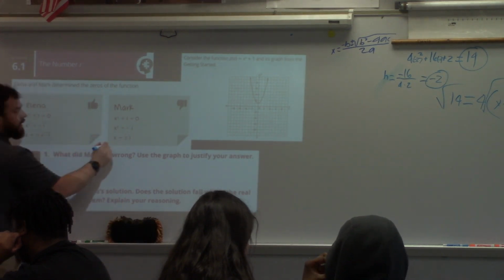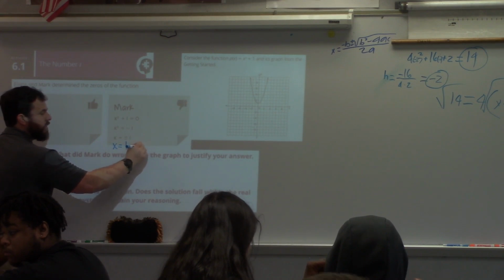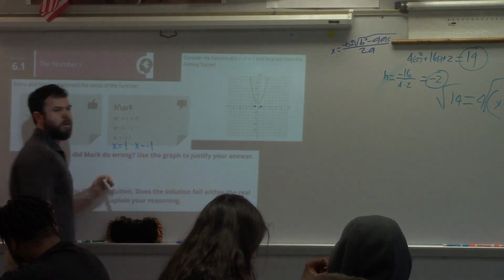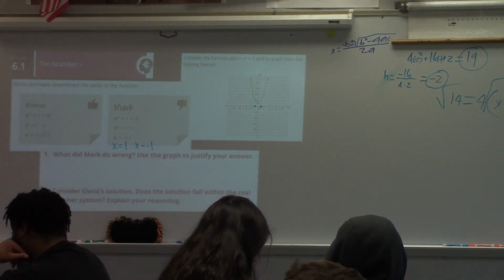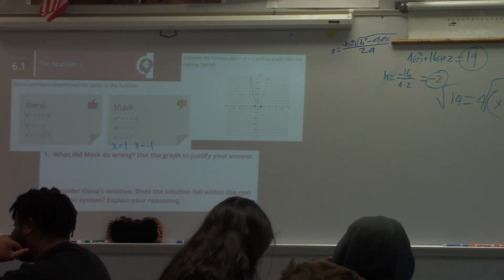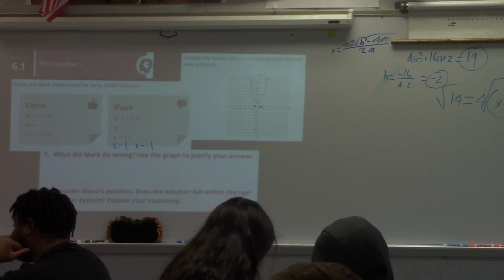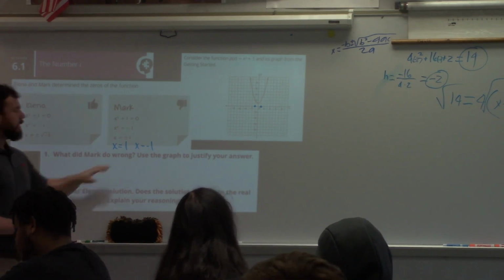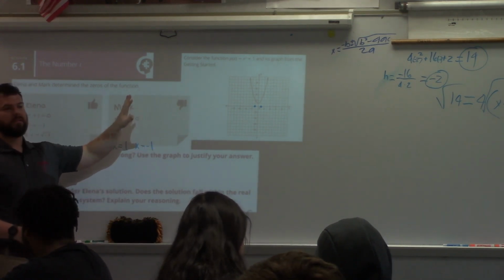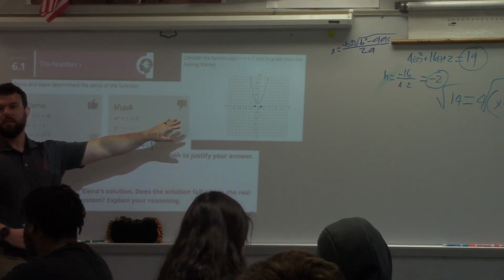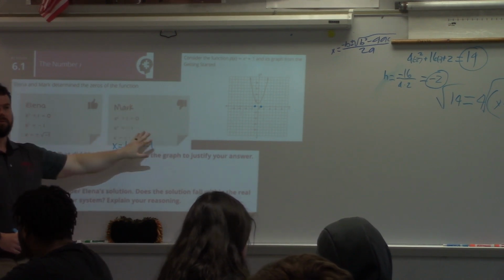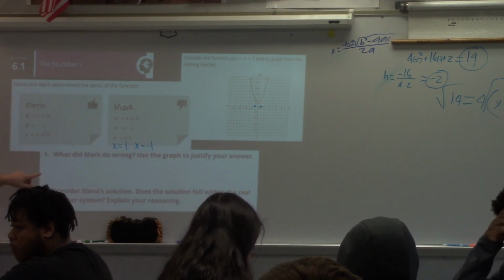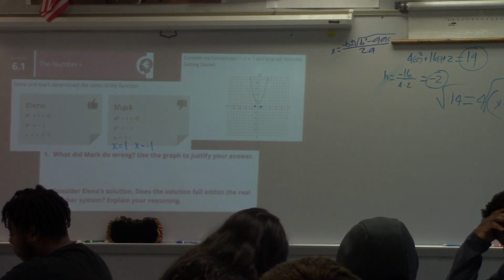We talked about this key idea that Mark is saying that there are these roots, which means we have these x-intercepts. 1, 0 and negative 1, 0. Does that parabola have those x-intercepts? No. Well, Mark must have made an error somewhere, right? We know, we've talked about this idea that those roots don't exist because that graph doesn't have the x-intercepts. If the graph has those roots, then we see those x-intercepts. And so we talked about Elena's solution. Does the solution fall within the real number system?